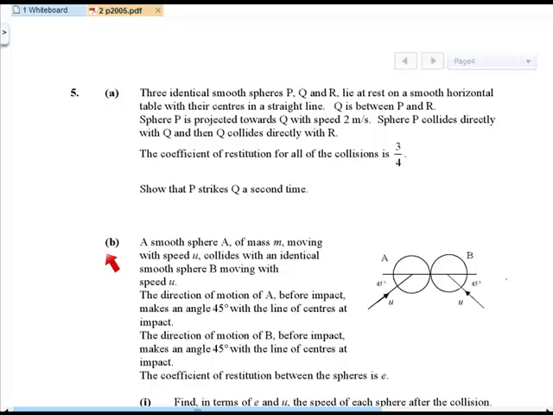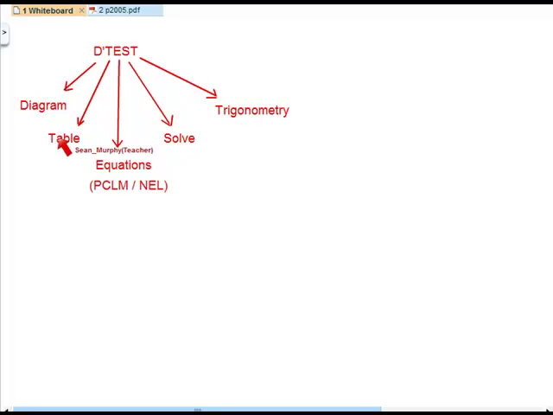2005 question 5b, collisions. This is a question on oblique collisions, and I would strongly recommend for oblique collision questions to follow the following steps, which are nearly always the same, and those steps can be derived from this word to test.